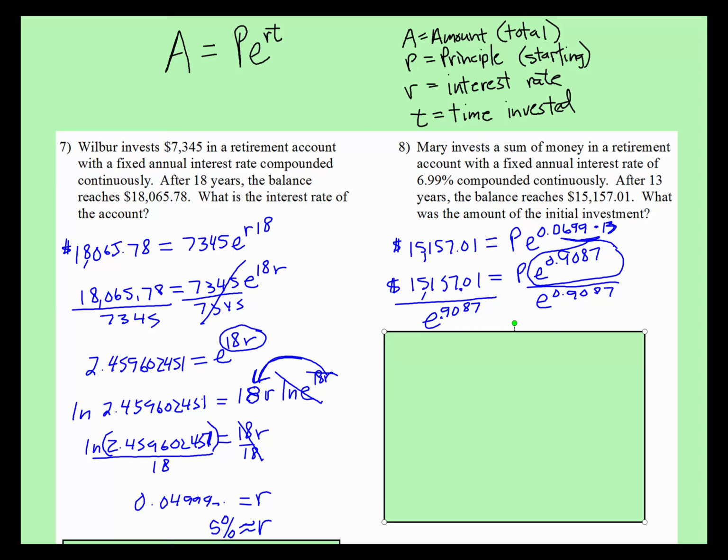Do that to both sides. And now, when we do that, those two things cancel. And now you just have to type that into your calculator. So this is what you're going to do. You're going to type in 15157.01. You're going to hit divide. I do left parentheses, then I hit the shift, the natural log button, and that pulls up the e with the caret. And I'm going to put 0.9087, and then I'm going to close parentheses, another close parentheses.